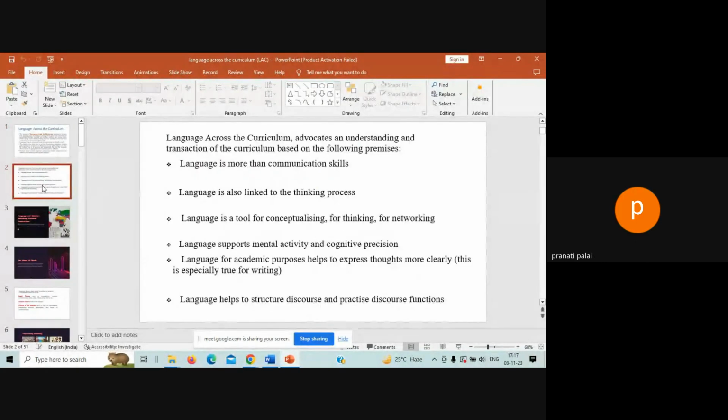So here the role of the teacher is to create a conducive environment for the learner in which the learner will feel free to express his ideas, to communicate effectively in the teaching learning process.